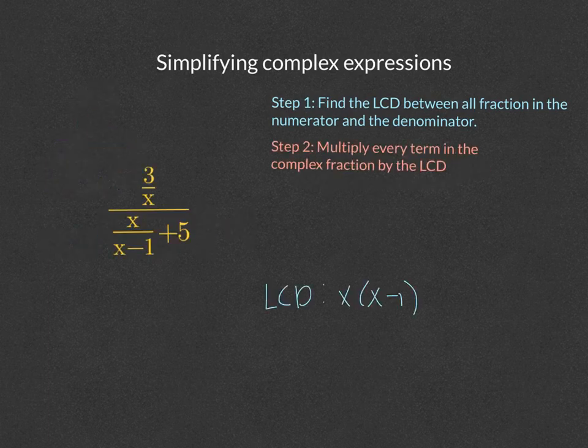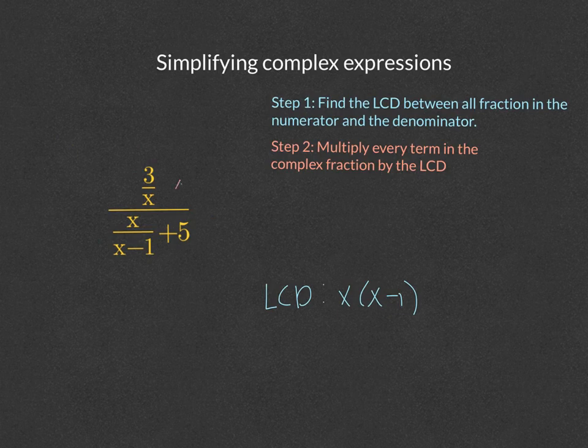So step 2 is to multiply every term in the complex fraction by the least common denominator. So I'm going to go through and multiply. We have one term here, this is a whole term, and this is a whole term. Remember, the terms are separated by addition or subtraction. We're going to multiply every one of those terms by the x times x minus 1.